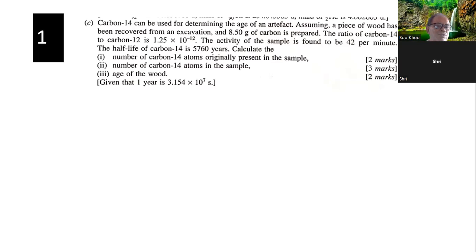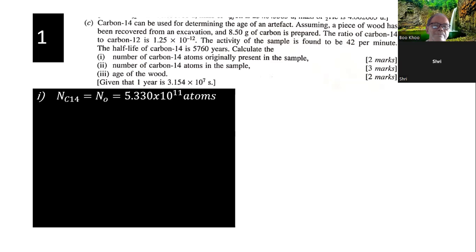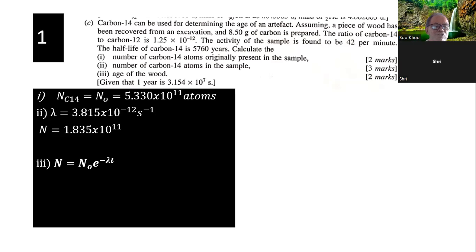Age of wood. How to calculate age of wood? What formula to use? N equals N naught times bracket 1 over 2 to the power n. Okay, you can use that formula, but you can also calculate N naught, calculate lambda, and calculate N. You can use this formula. I need to calculate lambda t.